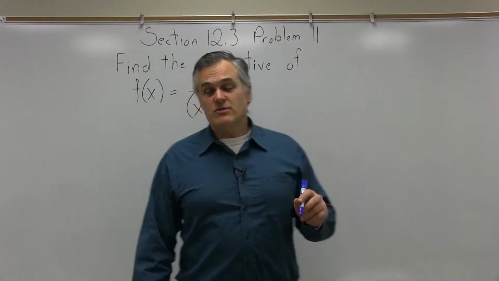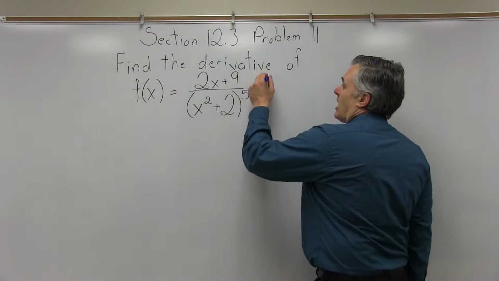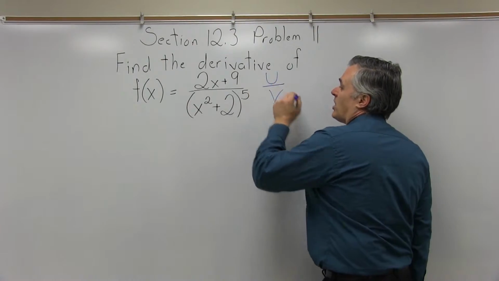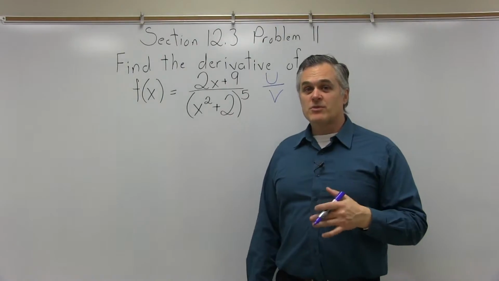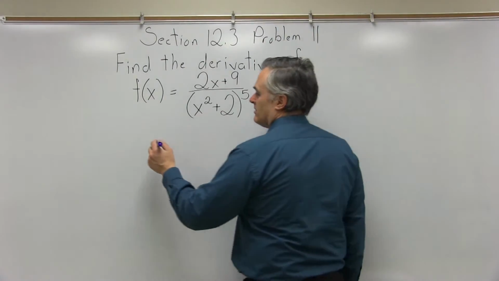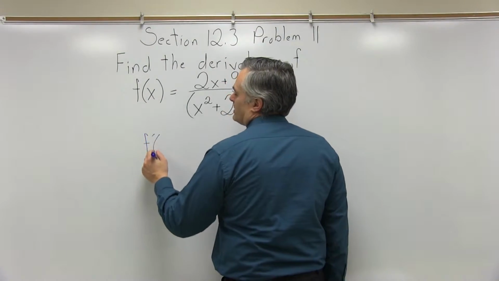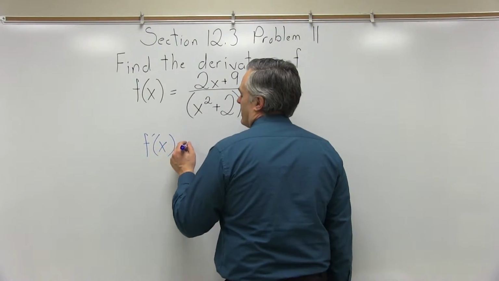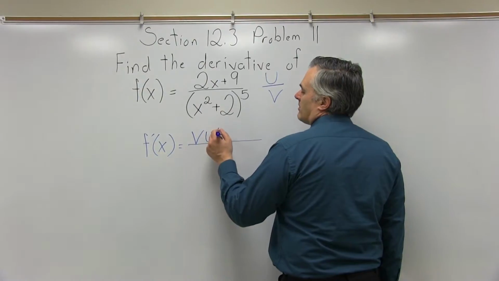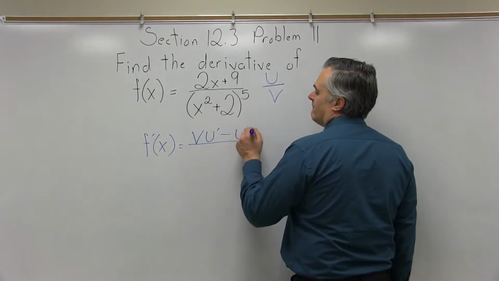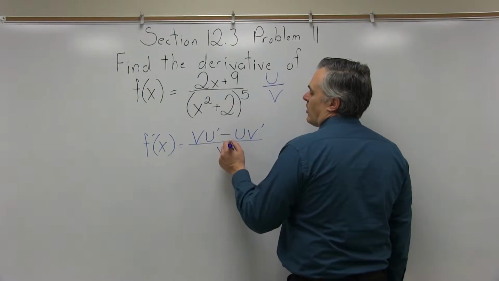So quotients are usually represented with a u for the top or numerator and a v for the bottom or denominator. And now if you remember the quotient rule from the previous section, section 12.2, the quotient rule says the derivative f prime of x is vu prime minus uv prime over v squared.